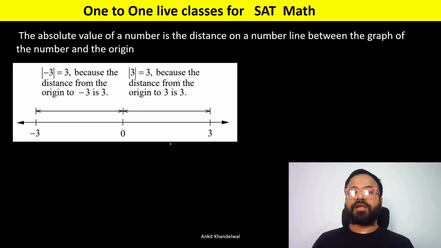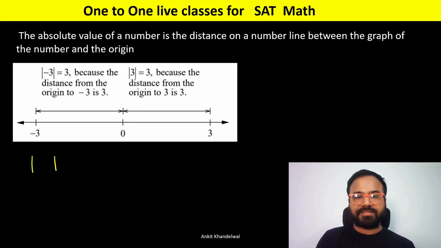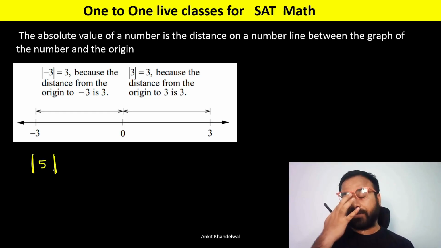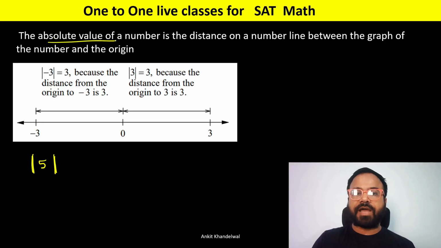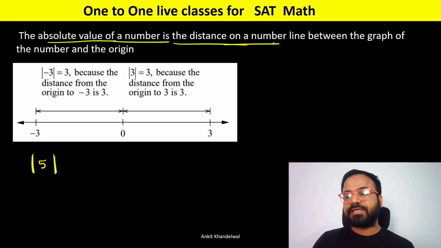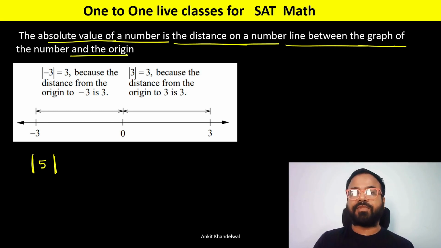So first of all, you must have seen that generally when we put two vertical lines about any number, these two vertical lines indicate the absolute value. Now what is the meaning of the absolute value of a particular number? When we say the absolute value of a number, it is just the distance on the number line between the graph of the number and the origin.